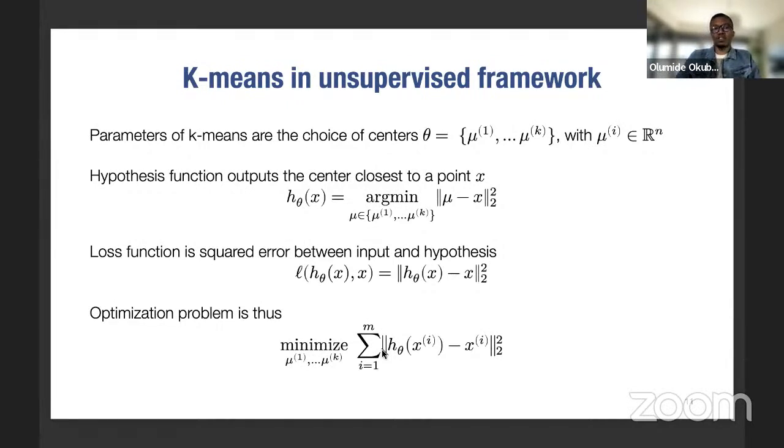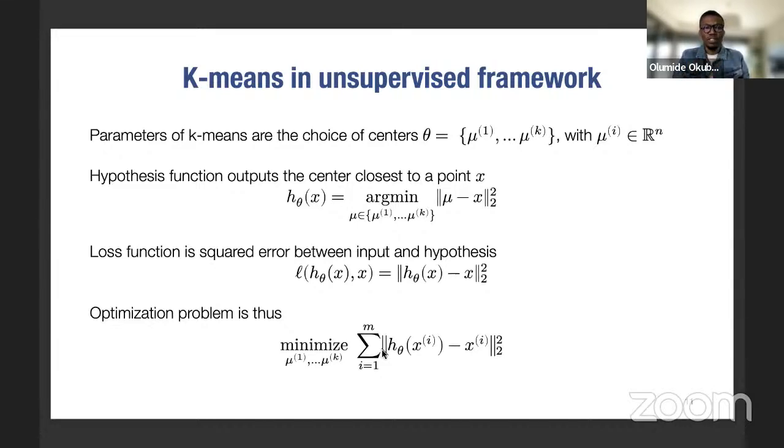Of course, my hypothesis function is going to help me choose the centers. And my hypothesis function here, and that is what this maths jargon is saying, is that I'm going to choose these centers, and whatever point is assigned to the center closest to it. So I'm going to minimize the distance between a point and the center that it is assigned to. If I have a horse, I want it to be assigned to the horse center. And if I have a dog, I want it to be assigned to the dog center.